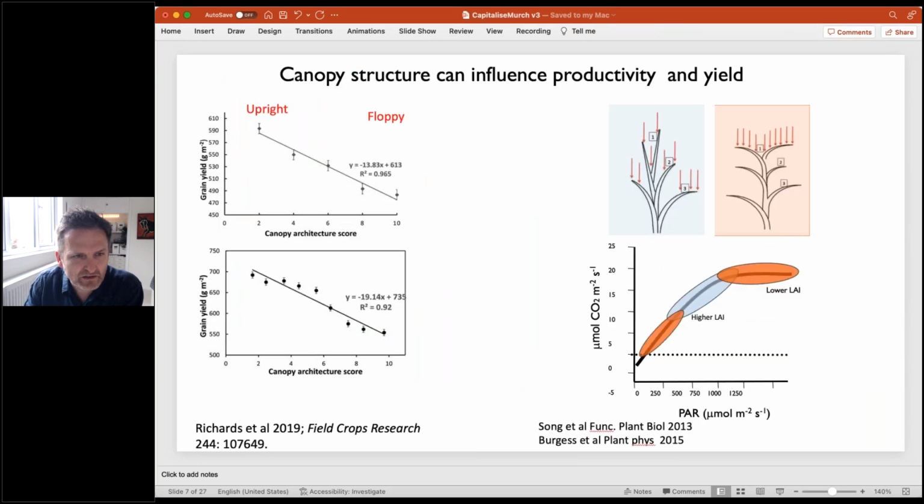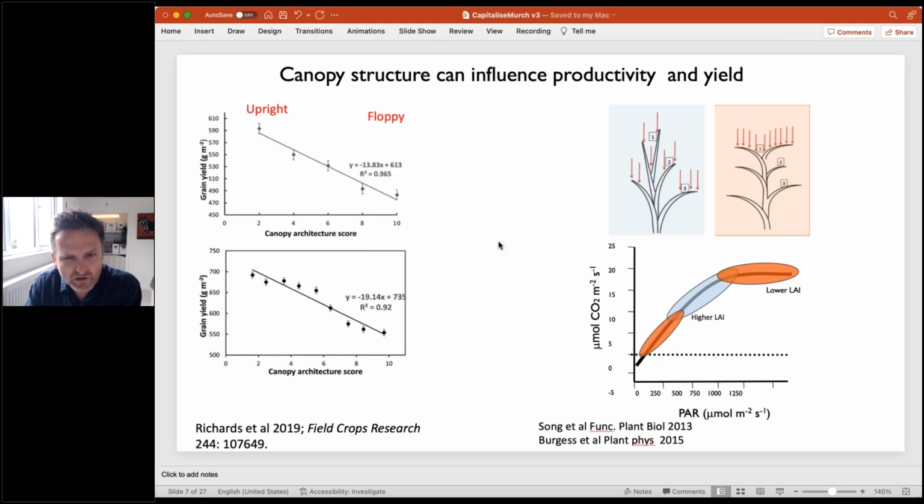But it's absolutely clear that canopy architecture influences yield. Recent empirical data showed that grain yield can be linked to the erectness of leaves. Simply placing leaves into an upright position allows better radiation penetration. This is data from Richard Richards using a number of Australian wheat lines with varying erectness of leaves, and the upright leaves had higher yield and higher biomass.